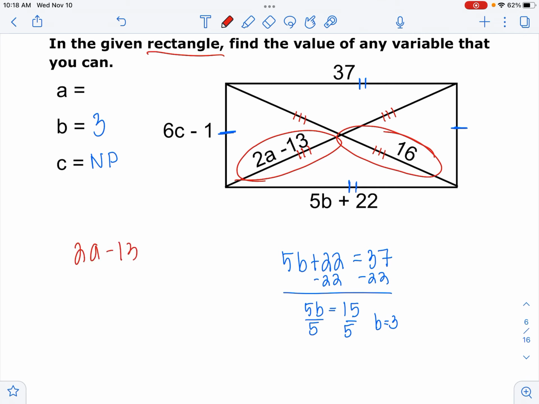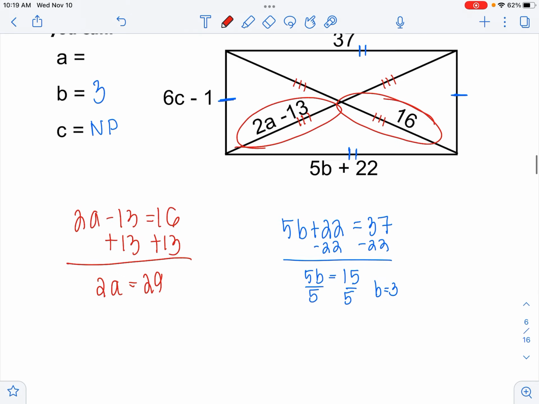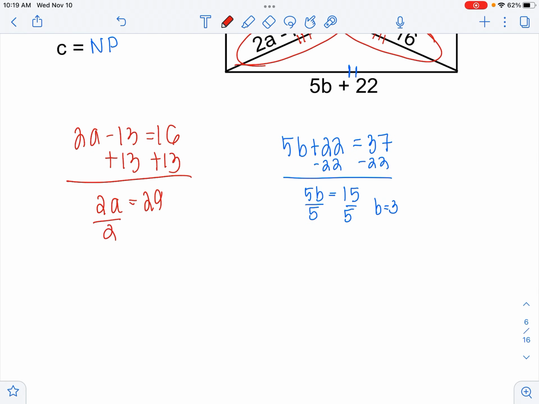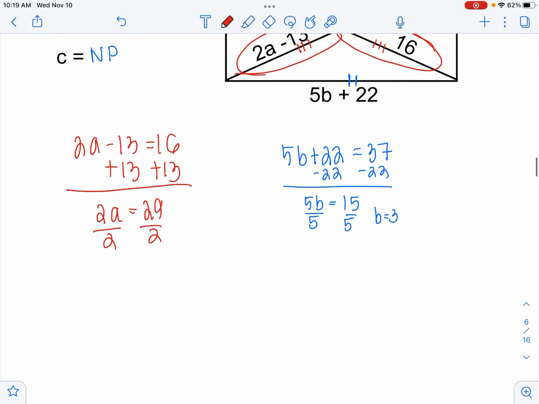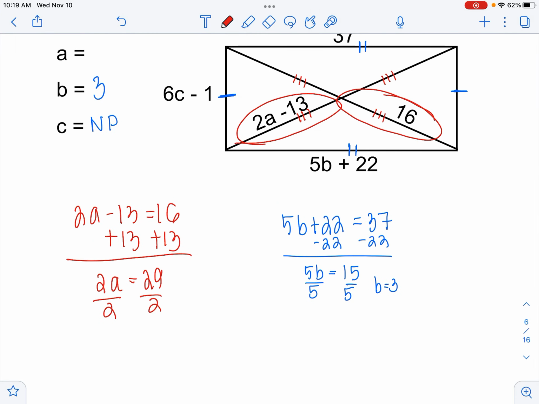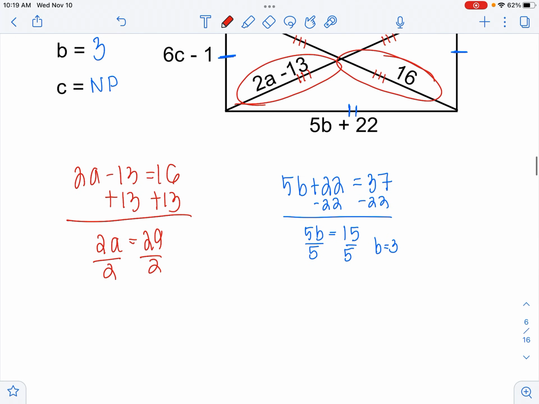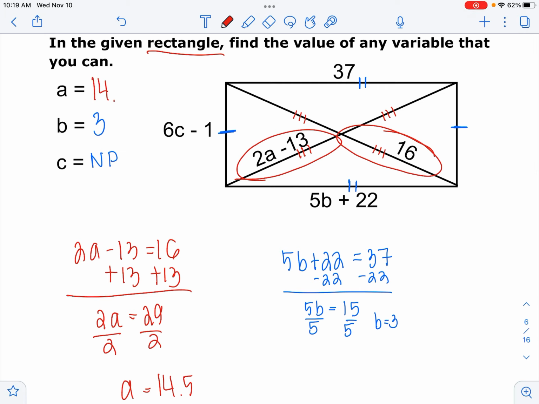2a minus 13 equals 16. Add 13 to both sides. 2a is equal to 29. Divide by 2. And I get, why did I get 13 for 16? Oh, that's right there. I divide by 2, and I get a is equal to 14.5. And there we go.